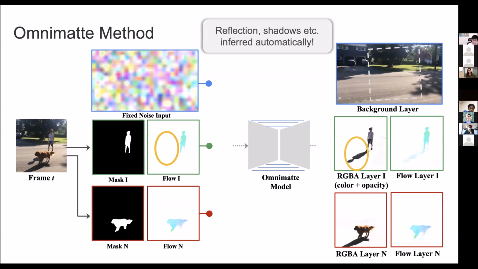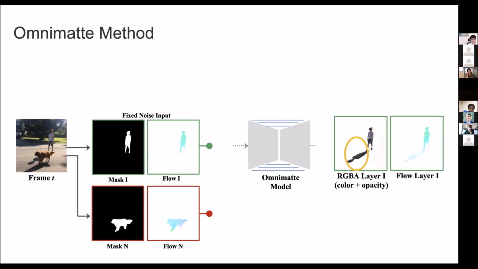Okay, and now the key question is, how does this model manage to place the effect in the correct layer, right? How does it manage to associate the effects with the object causing them? So I'm going to give a very brief and intuitive explanation to make this point. Okay, so recall that this network is overfitted to this single video. So basically it has to memorize this shadow given the inputs that we provide.